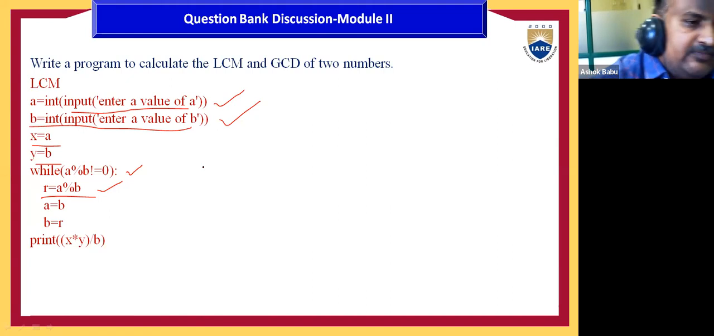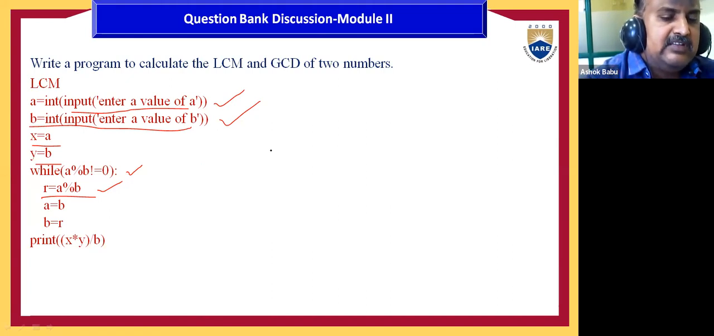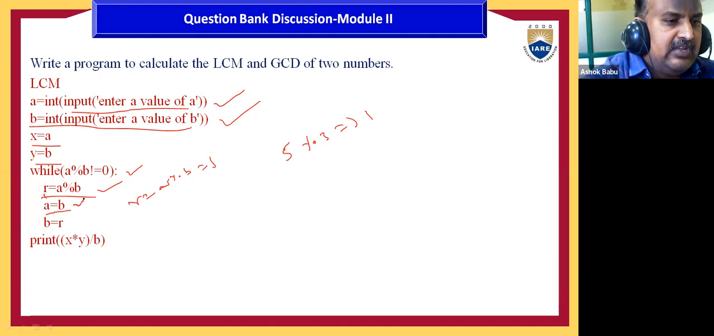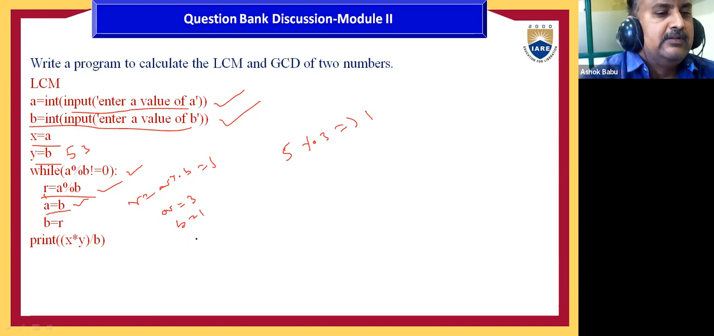Suppose 5 modulo 3. 5 modulo 3 equals 1. So 1 is not equal to 0. When it is not equal to 0, R is assigned A modulo B, which equals 1. Then we need to alter the numbers: A equal to B. Here A is 5 and B is 3. Now A equal to B means A equals 3, and B equals R, which is 1.